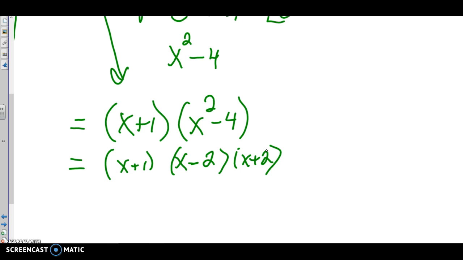So then it says, by the factor theorem, the zeros are, and that's just making each one of these equal to 0, or what values of x will make each one 0. So my zeros are going to be -1 for the first one, +2 for the second one, -2 for the third one, giving me my 3 zeros.